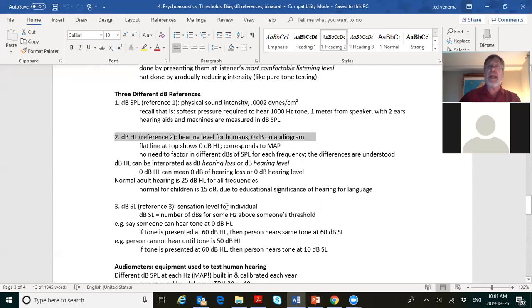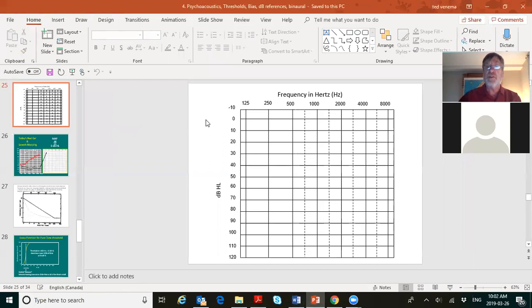Reference number 2 is dBHL. That's hearing level. So that's for the human race. MAP is 0 dBHL, the flat line at the top of the audiogram. No need to factor in different dBs of sound pressure level at each frequency. The frequencies are built in and understood. dBHL can be interpreted as dB hearing loss, decibels of hearing loss, or decibels hearing level, either one. So 0 decibels HL can mean no decibels of hearing loss or 0 decibels hearing level. Let's look at that. Here's 0 decibels HL.